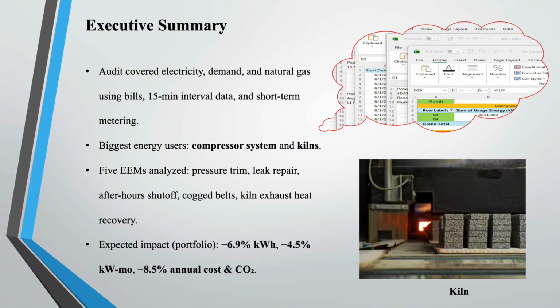For the executive summary, we analyzed electricity, demand, and natural gas using both the monthly bills and the 15-minute interval data. Two systems that were considered the biggest energy users are the compressed air system and the kilns. We modeled 5 measures, which include pressure trim, leak repair, after-hour shutoff, cogged belts on the ball mills, and the kiln exhaust heat recovery. When combined, these measures reduce kilowatt hours by 6.9%, demand by 4.5%, and both annual cost and carbon emissions by roughly 8.5%.